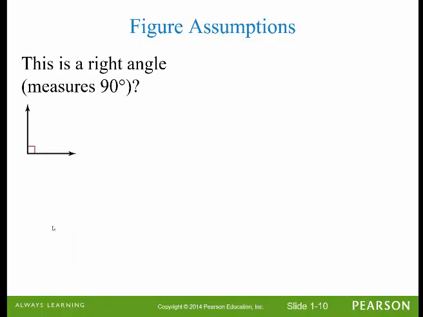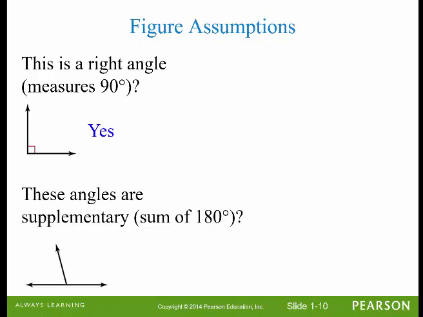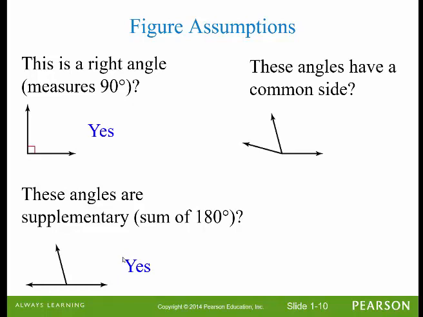All right, so is this a right angle? Well, whenever it has this rectangular box in here, this square here, that's telling us indeed this is a 90-degree angle. So yes, we can assume this is 90 degrees. Are these angles supplementary? They sum to 180 degrees. Well, we're talking about this angle here, this angle here. Yes, because these angles are formed by a horizontal line here. Yes, we can assume they're supplementary.